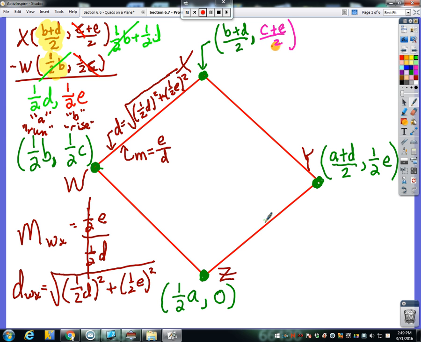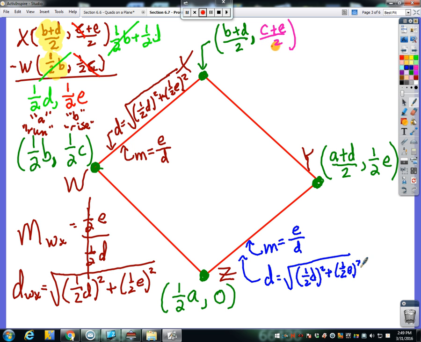Which is why I'm not going to have this type of question on, say, a quiz or a test. But just to make this go by a lot faster, I'm going to tell you that the slope for this side is also e over d, and the distance of this side is also the quantity 1/2 d squared plus 1/2 e squared. So the math is telling us that these two sides are parallel because they have equal slopes, and these two sides are congruent in length because they end up with the same distances algebraically.